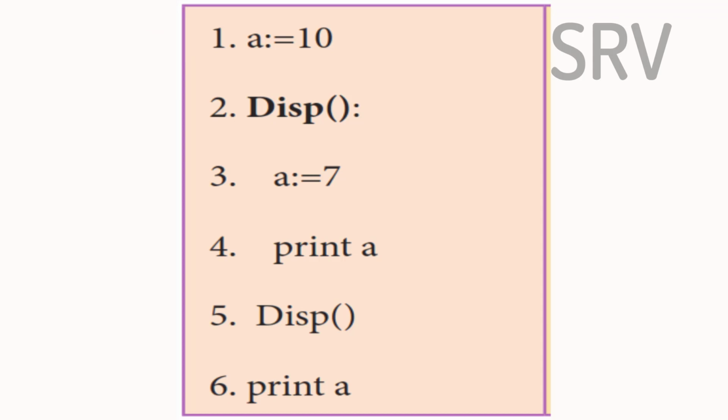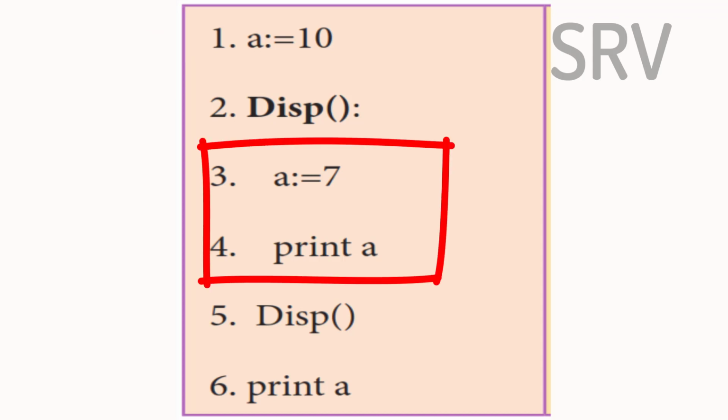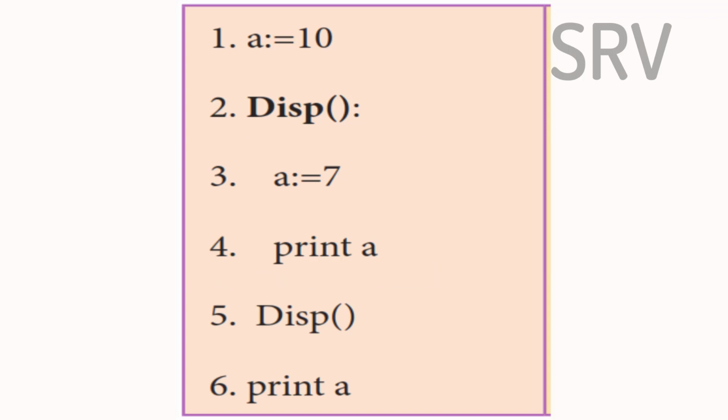And again, the same disp function is used, and inside the disp function we have a variable a which has the value 7, and we are printing it inside the disp function itself. The statement 5 calls the disp function, and statement 6 print a is given.